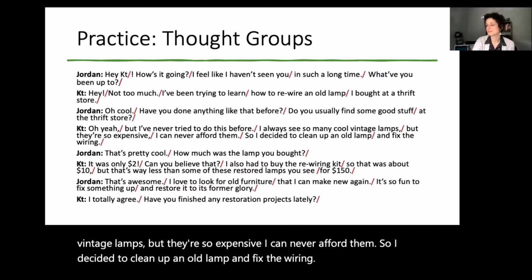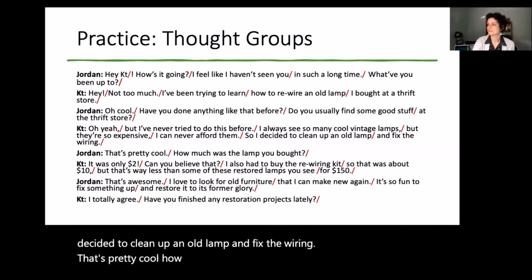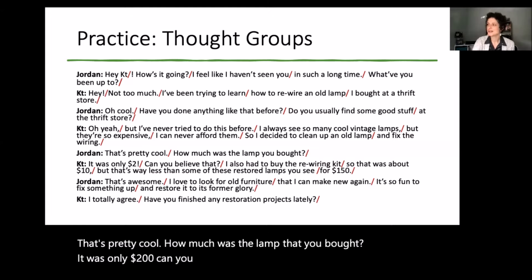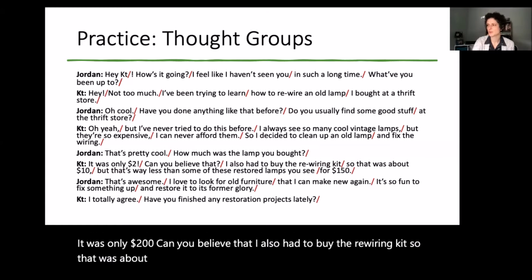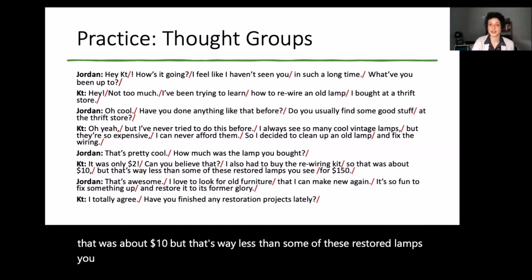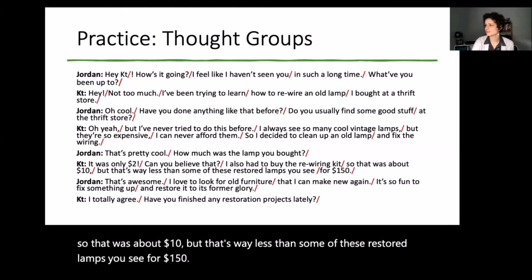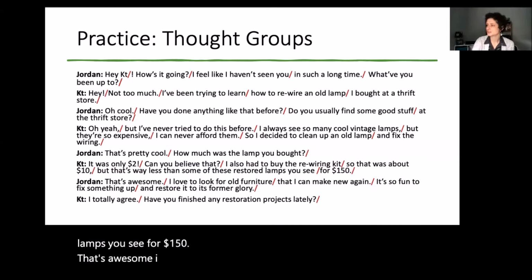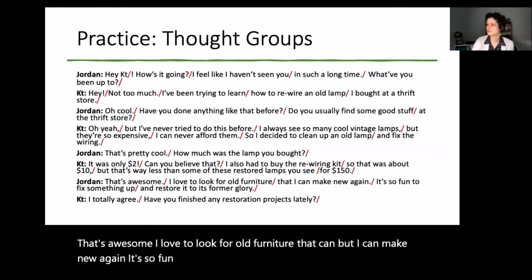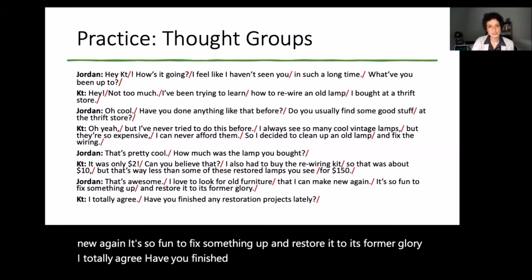That's pretty cool. How much was the lamp that you bought? It was only $2. Can you believe that? I also had to buy the rewiring kit, so that was about $10, but that's way less than some of these restored lamps you see for $150. That's awesome. I love to look for old furniture that I can make new again. It's so fun to fix something up and restore it to its former glory. I totally agree. Have you finished any restoration projects lately?